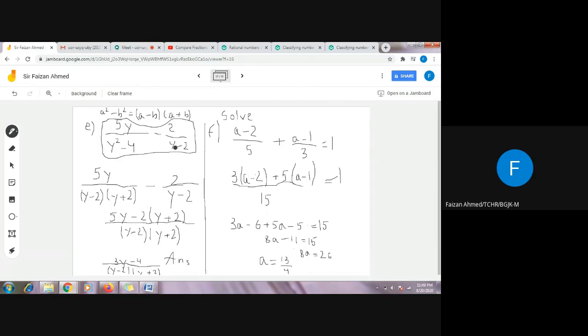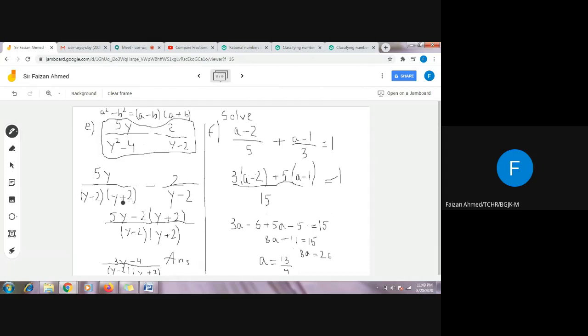This is basically y minus 2, which is in simplified form, but this y square minus 4 can be simplified further. I can see that this is basically my identity number 3. Identity number 3 is a square minus b square. It can be written as a minus b and a plus b. So I have divided it into two, y minus 2 and y plus 2.